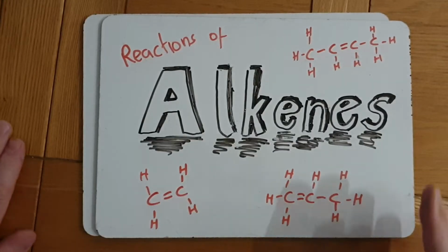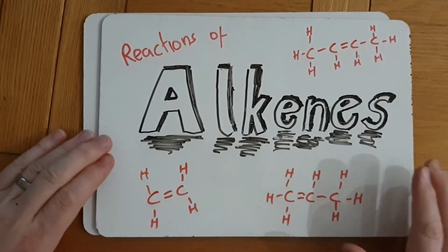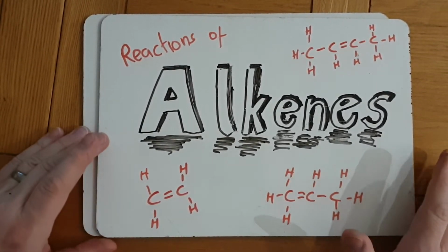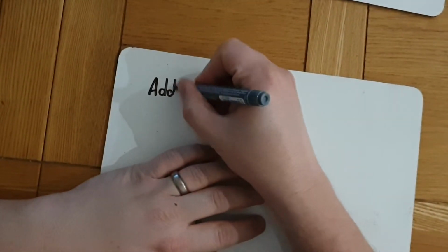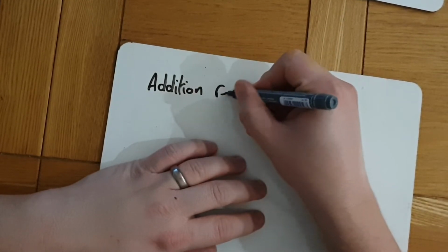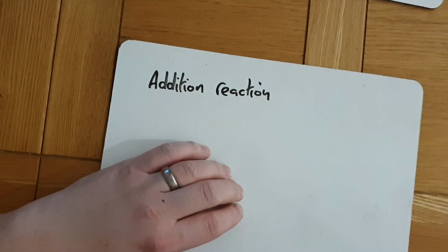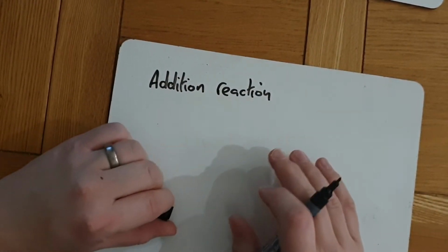Okay, folks, so carrying straight on from the previous video, there's just a couple short reactions of alkenes that I wanted you to know about. The first of these reactions is what's known as an addition reaction. There are three main types of reaction actually for these sorts of compounds. Addition reaction is the only one you need to know about.